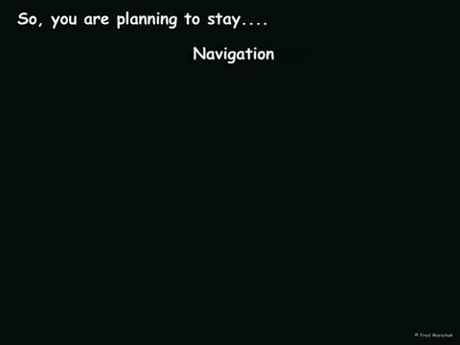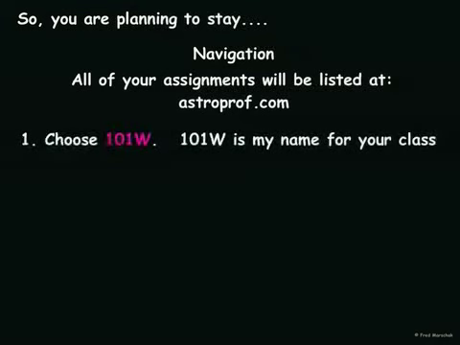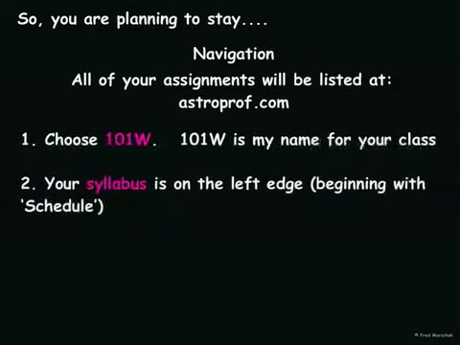How do you actually navigate around this course? Well, I made it as easy as possible. It's not in Vista, it's not in WebCT. So you'll simply go to astroprof.com on the web. You'll choose 101W, that's in the yellow stars, one of the yellow stars. That's a name you'll use for this class, web standing for W. And your syllabus is on the left edge, beginning with the schedule or the reading schedule or the assignment schedule.